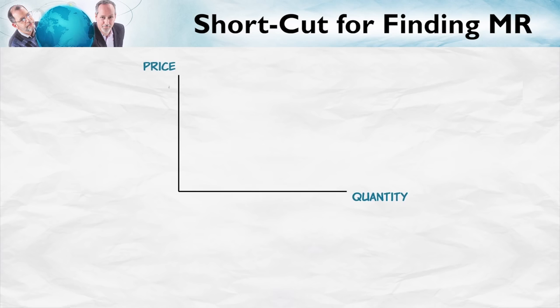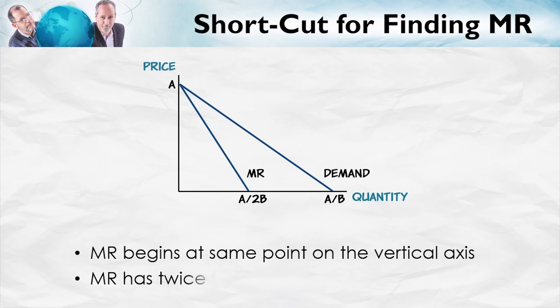Here's the shortcut for finding marginal revenue, and this will work for any linear demand curve. And those are the only ones we're really going to be working with in this class, so it'll work just fine for us. Take a linear demand curve, then the marginal revenue curve begins at the same point on the vertical axis as the demand curve, and it has twice the slope. So if we were to write the demand curve in inverse form as P is equal to A minus B times Q, then the marginal revenue curve is equal to A minus 2B times Q. That's it. Pretty simple.